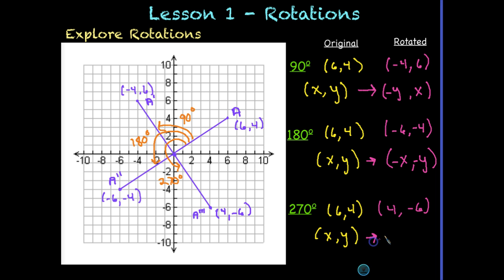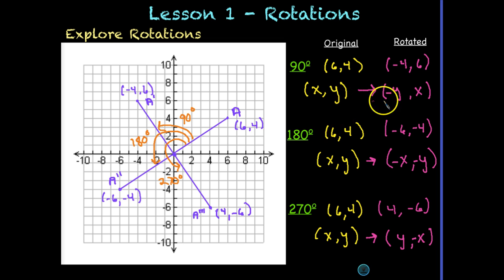For 270 degrees, again, it looks like the coordinates flopped places. So now we have y, comma, x, but our new x, or I should say our new y, which was our old x, now has a negative in front. So those two switched signs. So we need to multiply the x coordinate here by a negative.